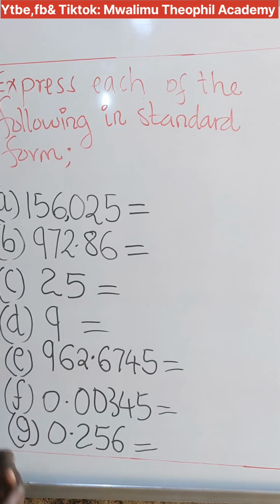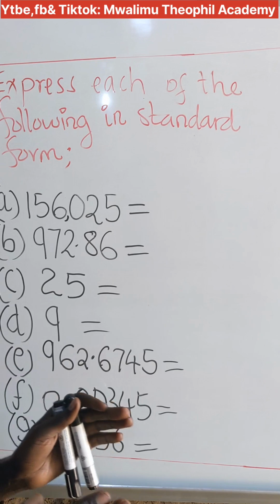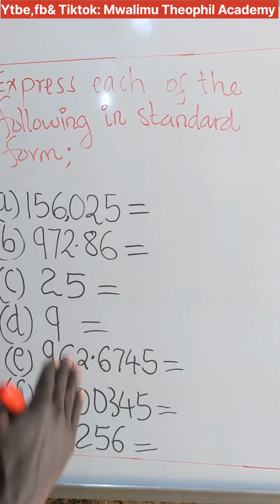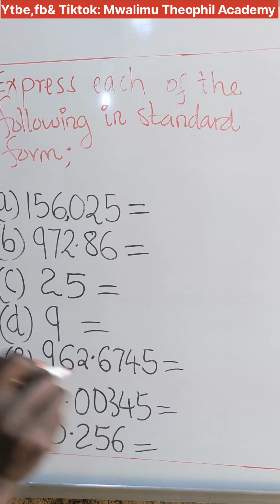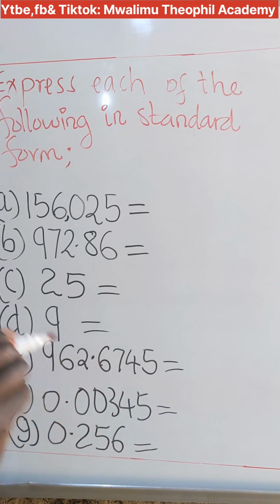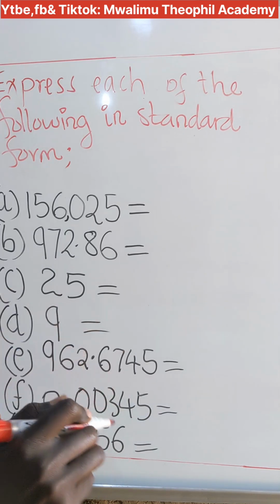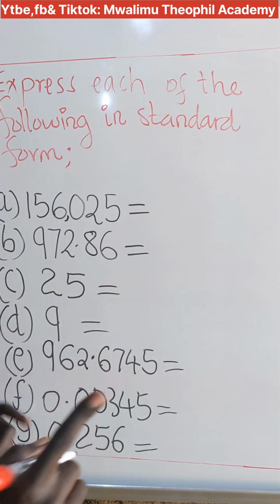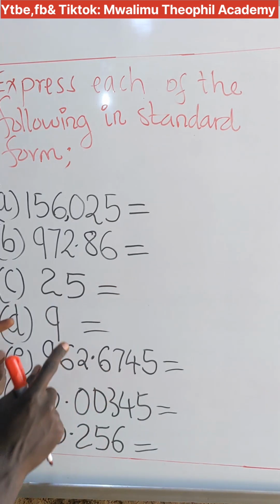You have to note that when we express a given number in standard form, we start with the first counting number from the left-hand side towards the right-hand side. After stating that first digit, you put a decimal point. After the decimal point, you write the remaining digits without putting any other decimal point. Now, let's start with the first one.